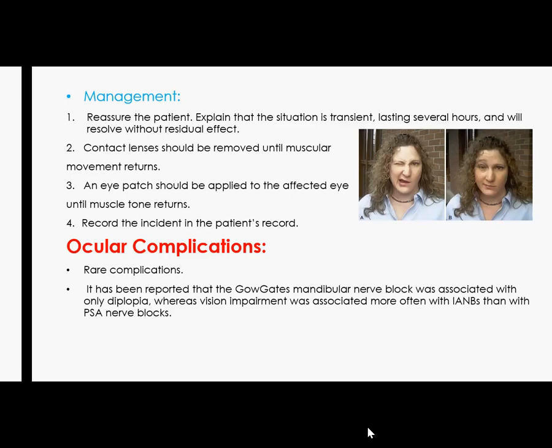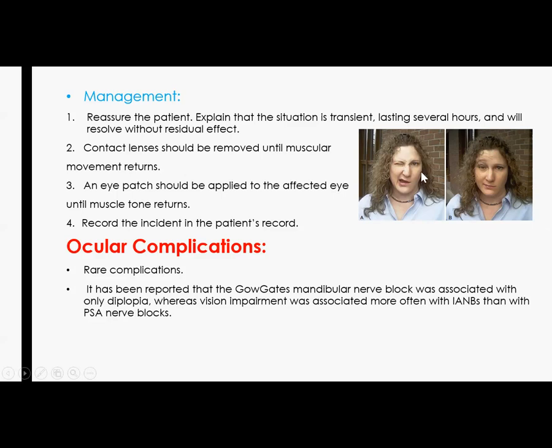So how do we manage? The first thing is to tell the patient, don't worry, this is temporary. In 2 hours' time, you will get your facial expression movements back. Here, this is a typical presentation where you see that the patient has inability to wrinkle the forehead on the left side, and when she smiles, it deviates to the unaffected side. And also the patient is unable to close the eyes. See, she's trying to forcefully close the eyes. Only the right eye is closing, but the left eye is not closing. So this is a typical presentation of facial paralysis.